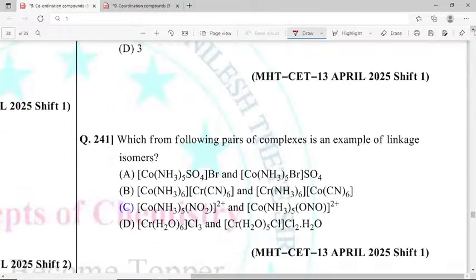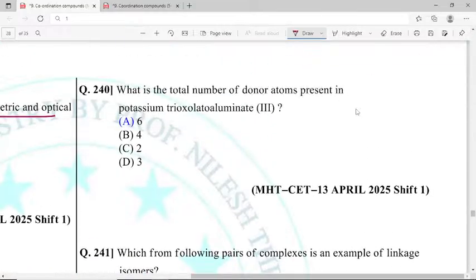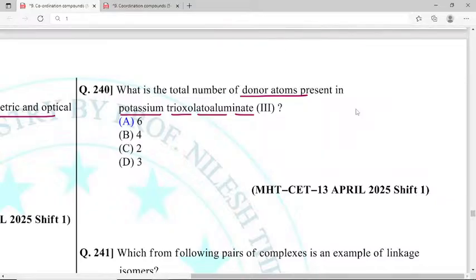Next question. What is the total number of donor atoms present in potassium trioxalato aluminate? This is trioxalato. Tri stands for 3. Oxalato is a bidentate ligand. So this is the answer: 6, coordination number. Tri stands for 3, and oxalato is a bidentate ligand.